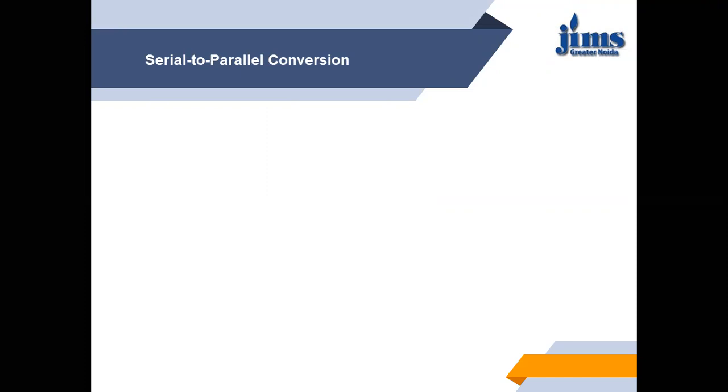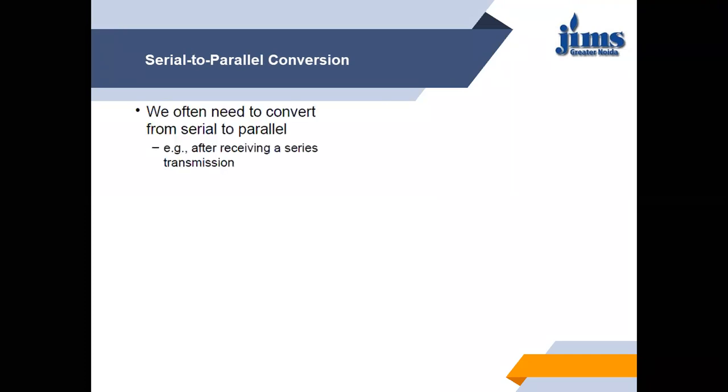Now the next is serial in, parallel out conversion, which means input is serial, output is parallel. We often need to convert from serial to parallel. For example, after receiving a serial transmission, we need to store it in parallel or fetch it in parallel, as in the case of a USB drive.